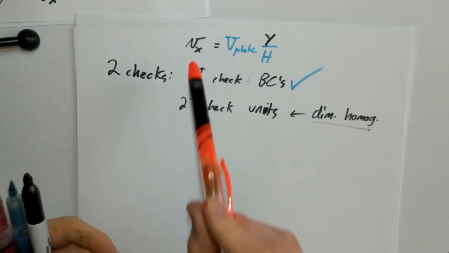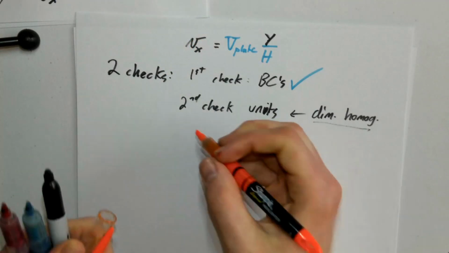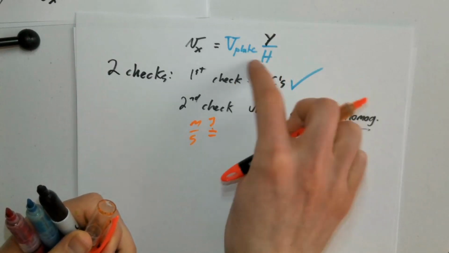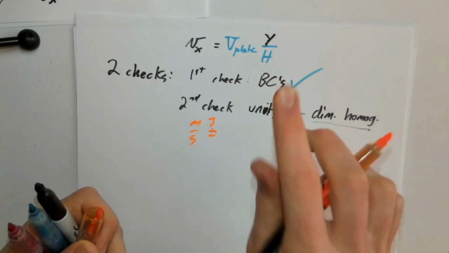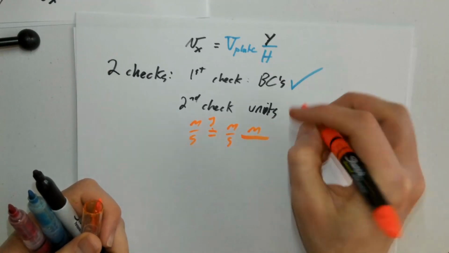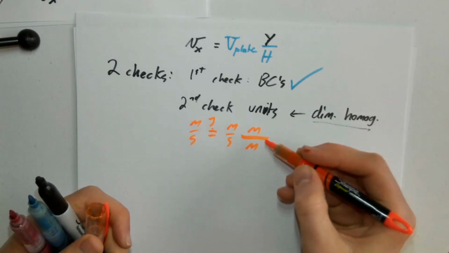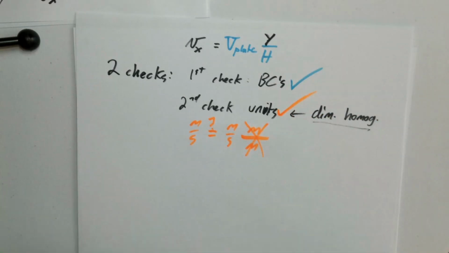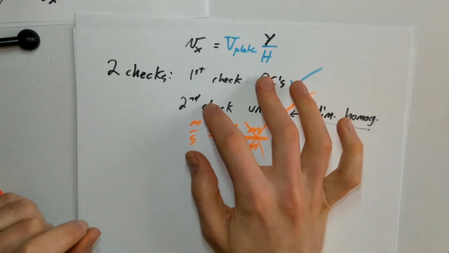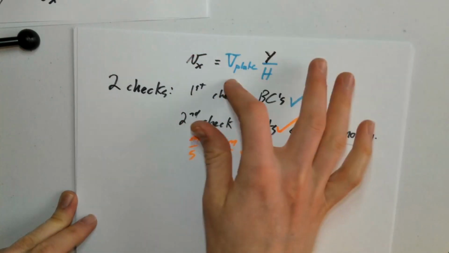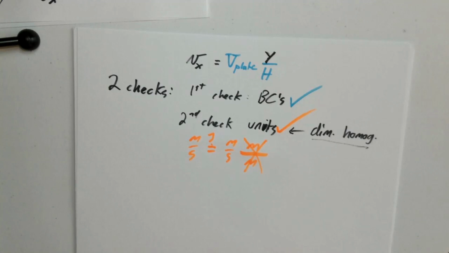The left-hand side of the equation is a velocity, so that's going to be meters per second. And we should check to make sure that it equals the units on the right-hand side. Velocity of the plate is also meters per second. Y has units of meters. H has units of meters. These cancel out, so we get meters per second for meters per second. All is good, so this checks out. Great. So we've done two checks to make sure that our answer is sensible, and we have an expression for this so-called linear velocity profile.